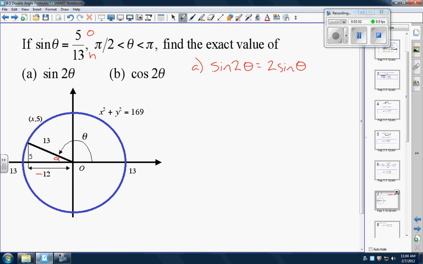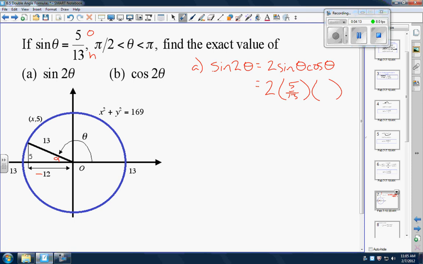It's 2 sine of theta times cosine of theta, and all we have to do is go plug things in now. Okay? So off of this triangle, we copy the 2. We go here, sine of this guy. We already have it as 5/13.